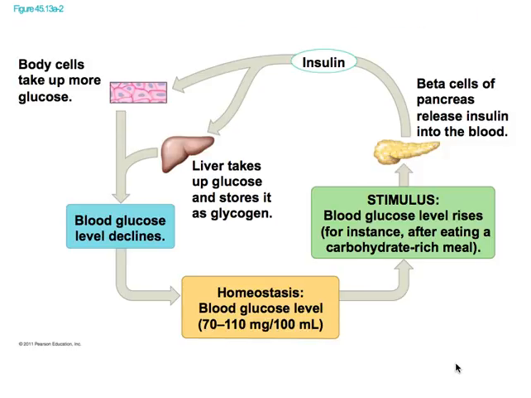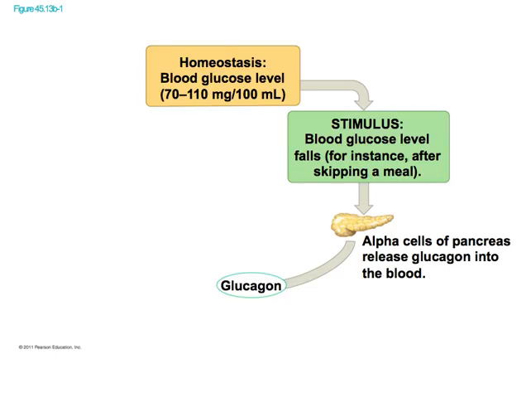Now, once insulin is released, the liver is going to take up the glucose and store it as glycogen. That will cause the blood glucose levels to decline. So insulin plays a role when blood glucose levels go up. That is different than glucagon.